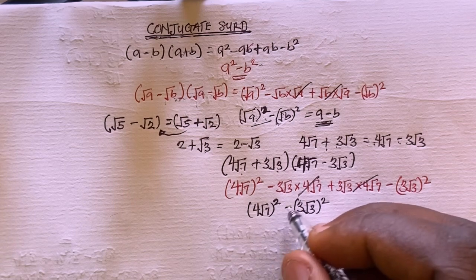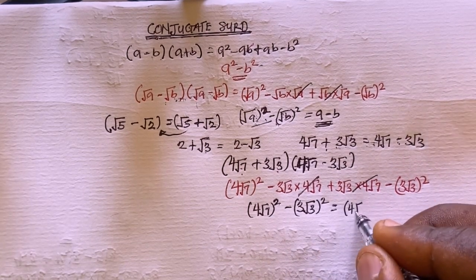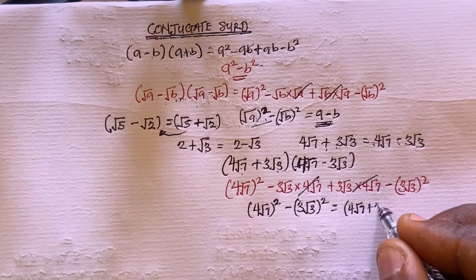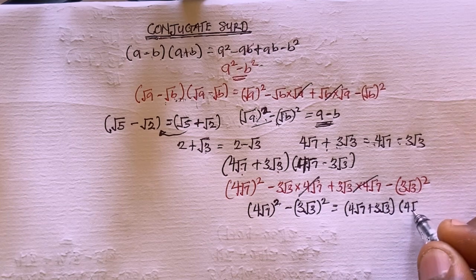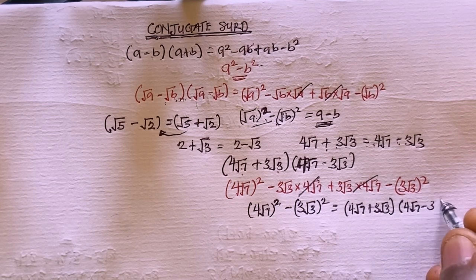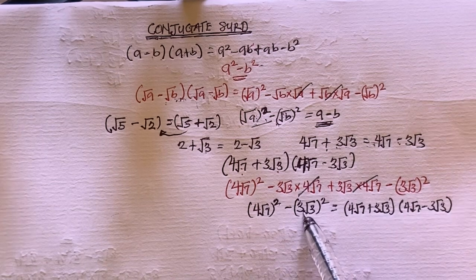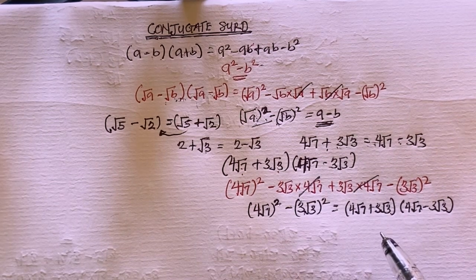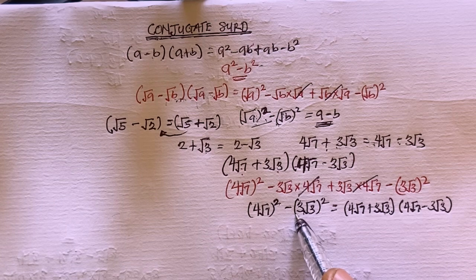It is a difference of two squares in the sense that it is the same thing as writing 4 root of 7 plus 3 root of 3, multiplied by 4 root of 7 minus 3 root of 3. If you multiply this and this together, you're going to have this expression. So that's just what conjugate surds are. Conjugate surds, two surds are said to be conjugates if their product gives rise to a difference of two squares.